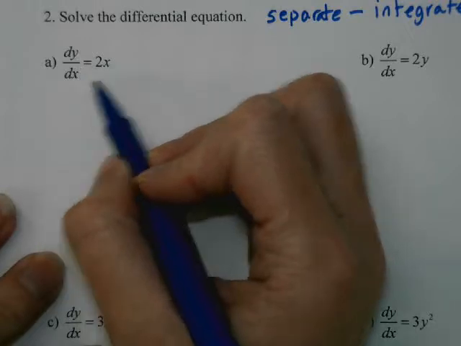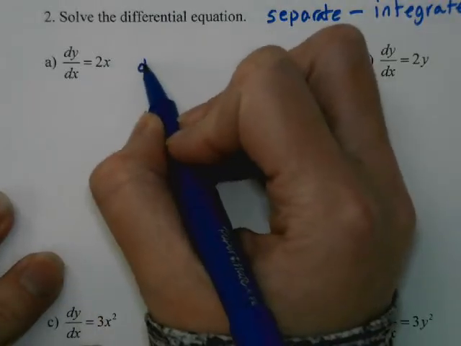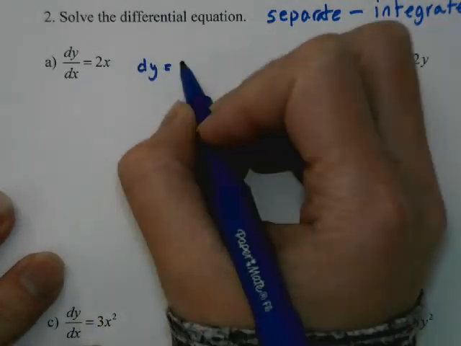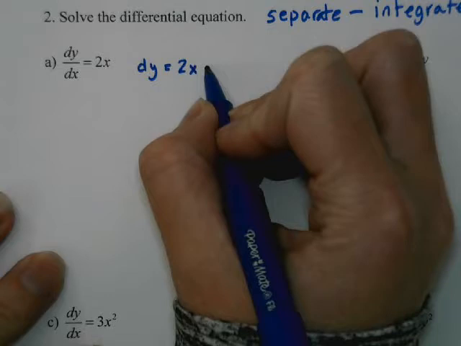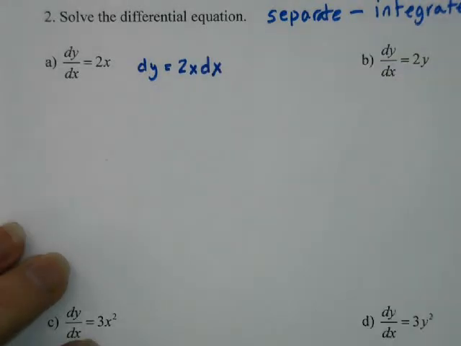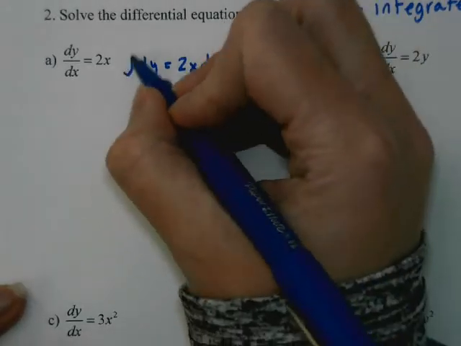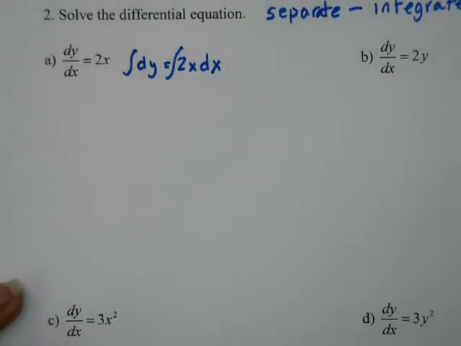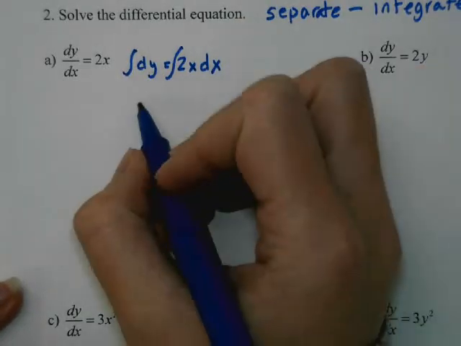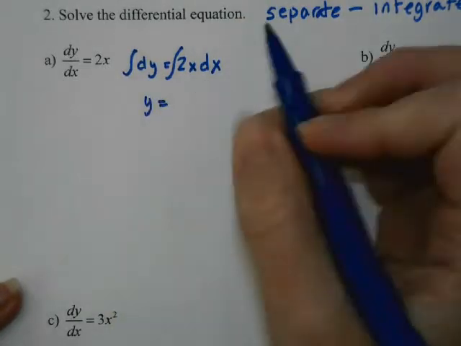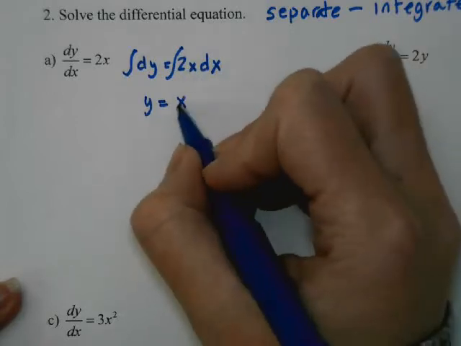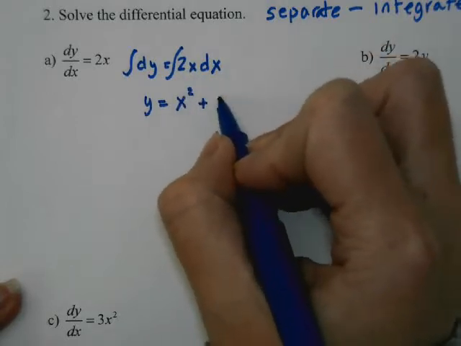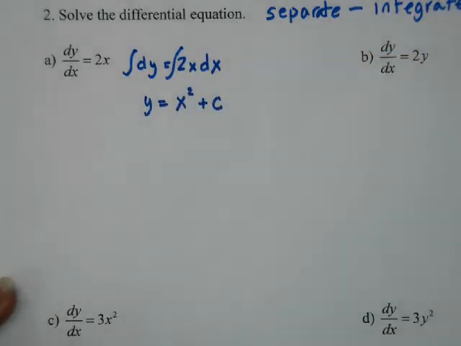So here what I'm going to do is just multiply this dx over. So dy is going to equal 2x dx. So I have x's all on one side and y's all on the other side. Then we're going to integrate both sides of this equation. So the integral of dy is just going to be y. The integral of 2x is x squared. And then we have plus c. Always have a plus c.